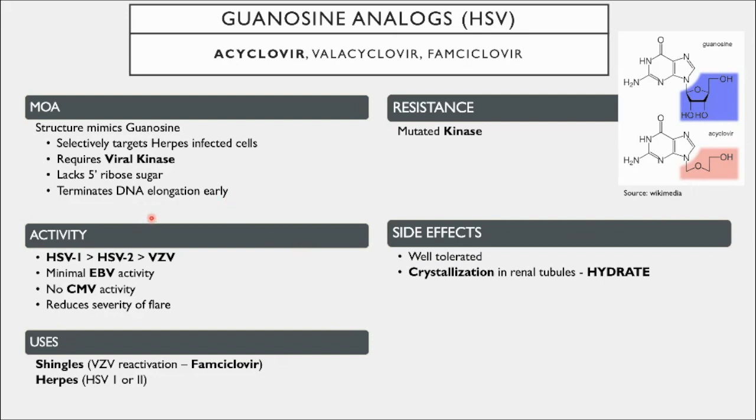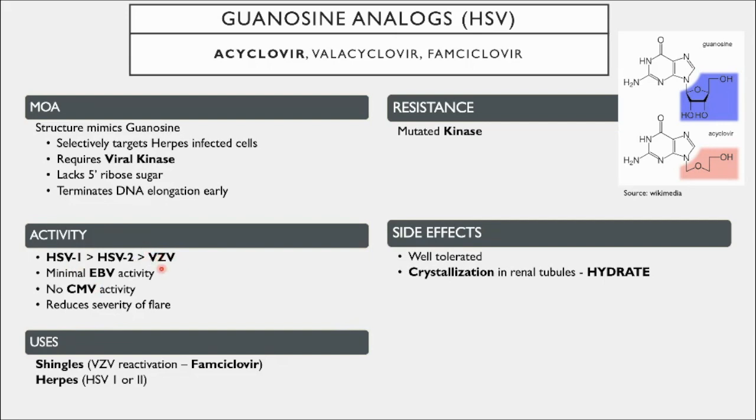What's nice about acyclovir and why it's well tolerated is it requires an HSV viral kinase to function. It has to be phosphorylated first. So it's only going to be active in cells that have herpes infection. So this allows it to not impact the cells that don't have herpes virus that you want to keep replicating. That's not to say that there aren't side effects to this drug, but for the most part, it's pretty well tolerated. As far as activity goes, herpes virus is going to be much more targeted than varicella.